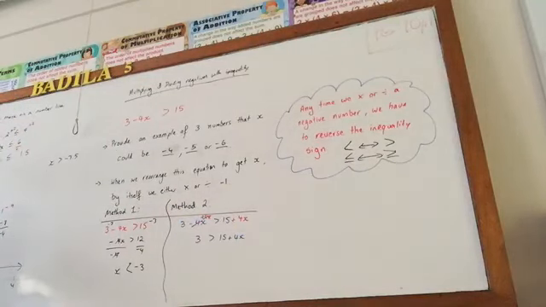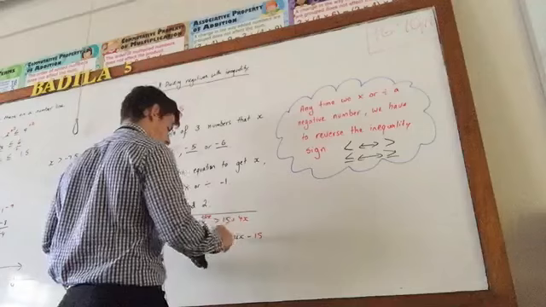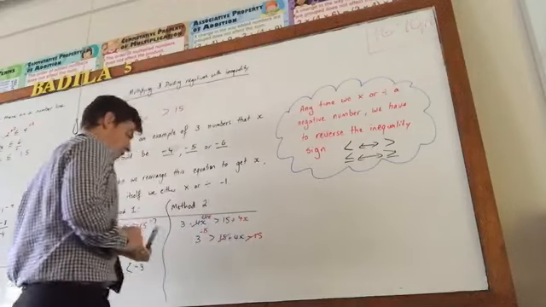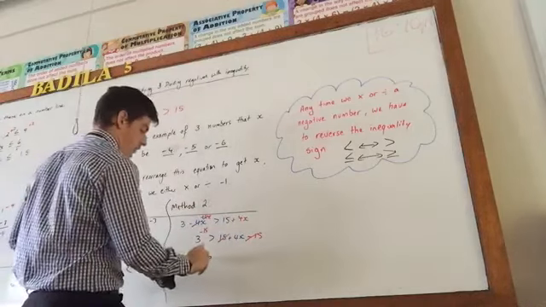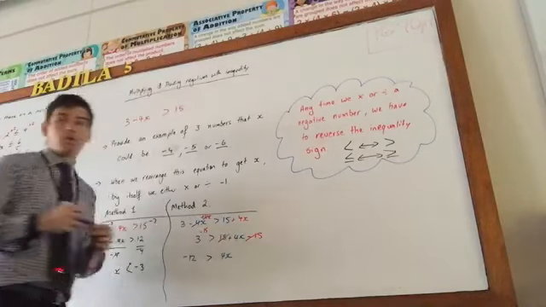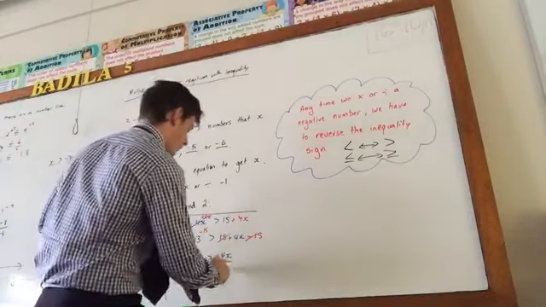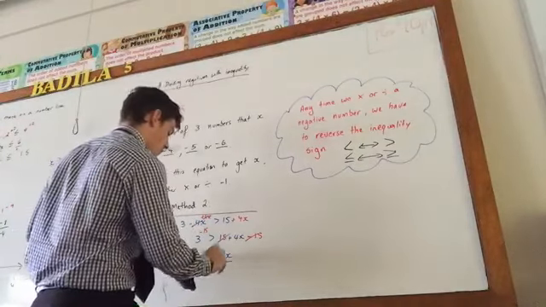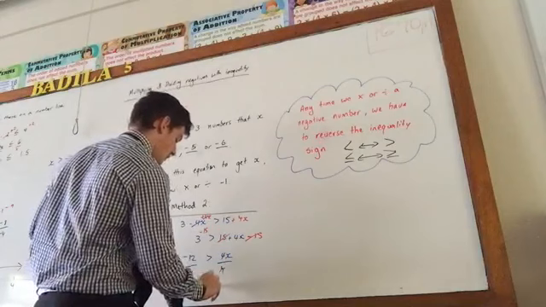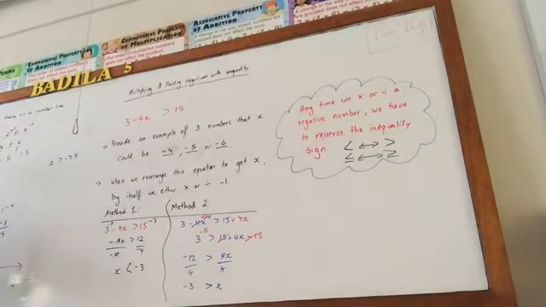What do I do with this now? It's a regular rearrangement from here. Take 15. And I'm left with negative 12 is greater than 4x. What do I do now? Pat? Divide both sides by 4. x is less than negative 3. Did I get the same answer?